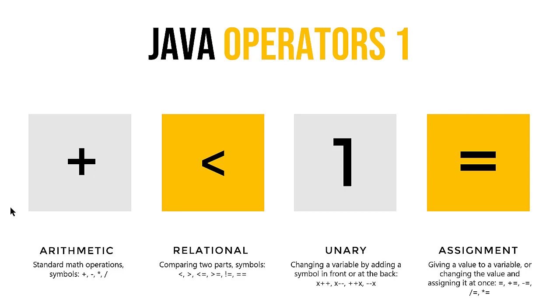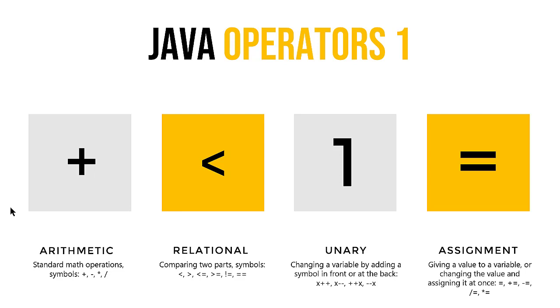Then we also have assignment operators. With these assignment operators, we actually give a value to a variable, or we can change the value and assign it at once. So with the equal sign, we can say something like i equals 5, meaning that we're storing 5 into i. We could also say i plus equals 5, meaning that we are taking the current value of i, adding 5 to that, and then storing it into i. So those are the 4 operators.